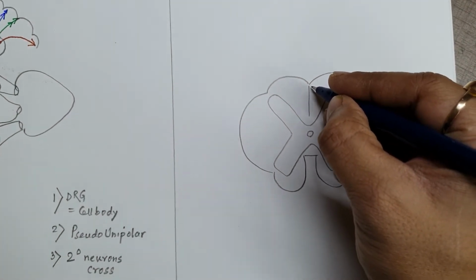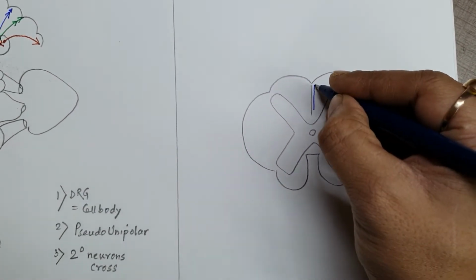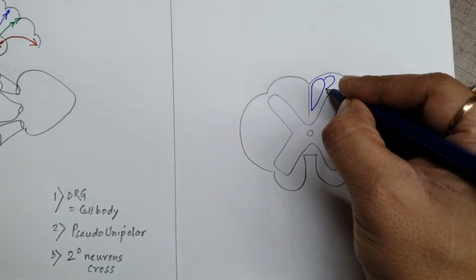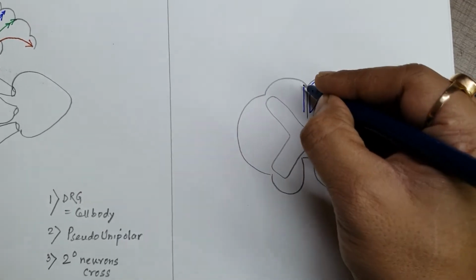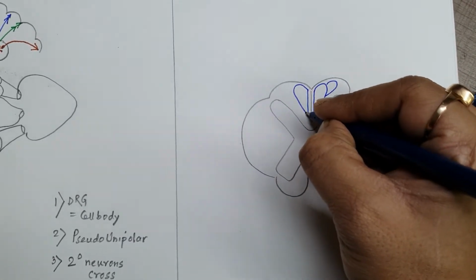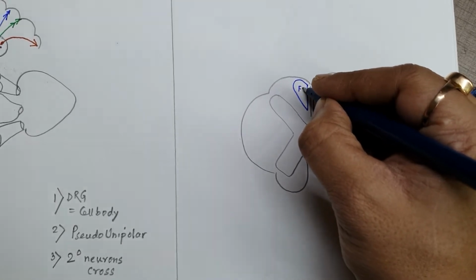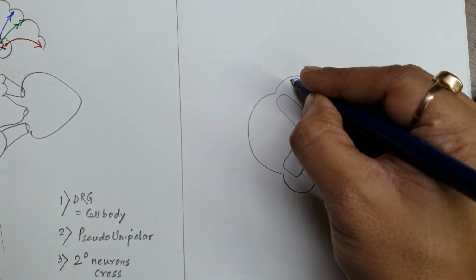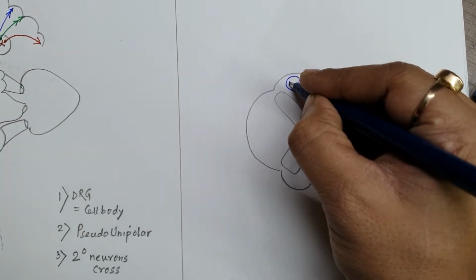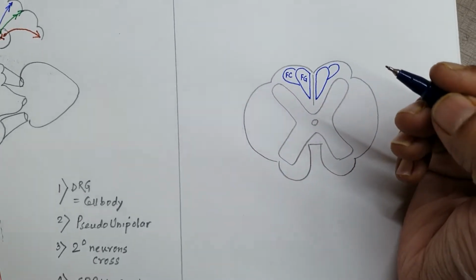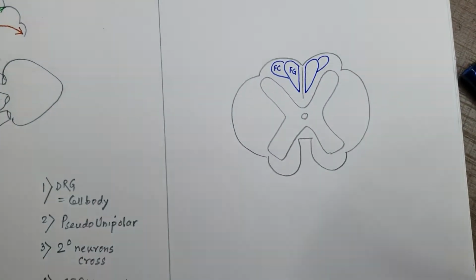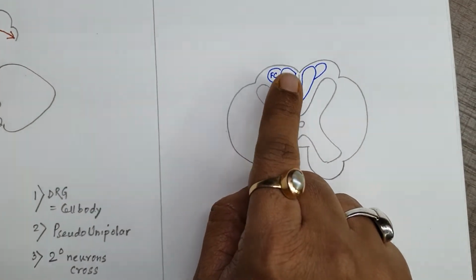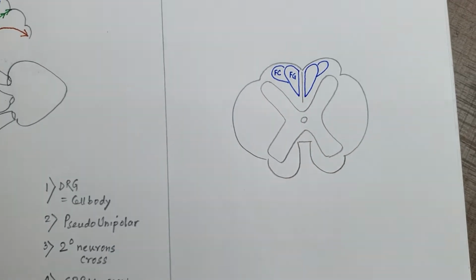Posterior funiculus fibers will carry the joint sense, vibration sense. Sensory fibers: fasciculus gracilis carries sensation from the lower limb, and fasciculus cuneatus carries sensation from the upper limb. Joint sense, vibration sense. So they are responsible for ipsilateral joint sense and vibration sense.